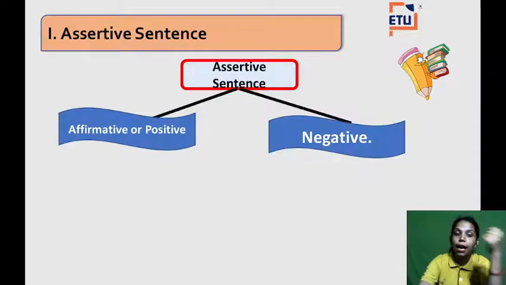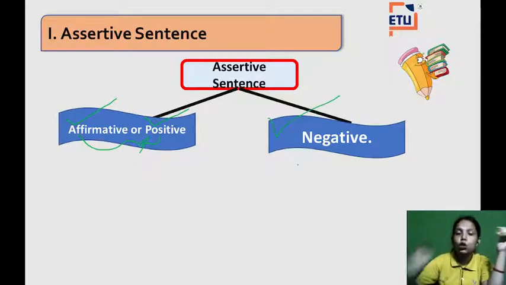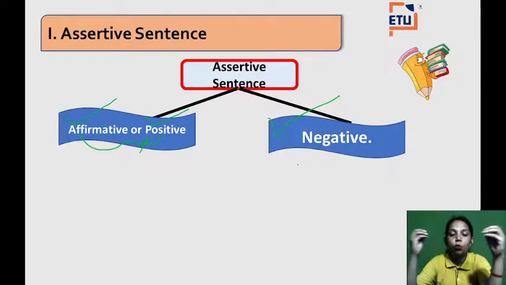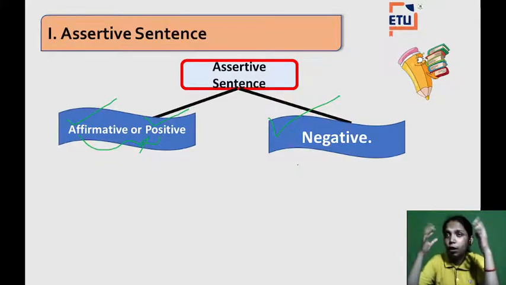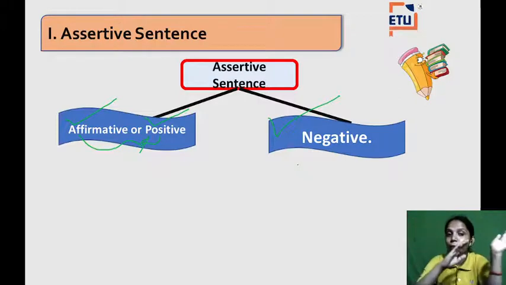Now this assertive sentence is again divided into two parts. So what are the two parts? One is the affirmative or positive sentence, and one is the negative sentence. Affirmative and positive are the same. When you hear the word negative, it means something related to no, don't, shouldn't. That means existence of no, that is negative. Now let me give you an example, and thereby you will understand how both of them are different.